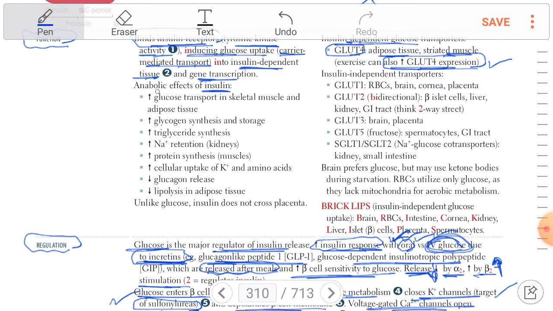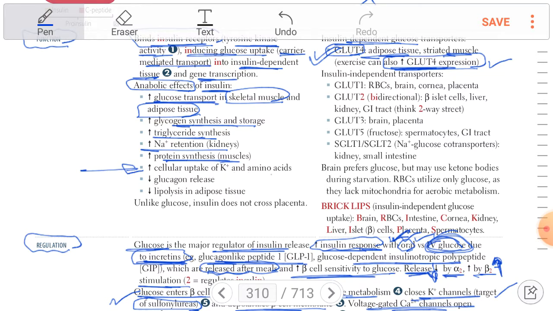So the function of insulin, it's called what? It's called the anabolic function. It will build the body. So it will increase the glucose transport in skeletal muscle and also adipose tissue through what? Through GLUT4. You have GLUT4 in striated muscle and adipose tissue. It increases glycogen synthesis and storage, increases triglyceride synthesis, increases sodium retention through the kidney, increases protein synthesis in the muscle, and this is the most important one: increases the uptake of potassium and amino acids.